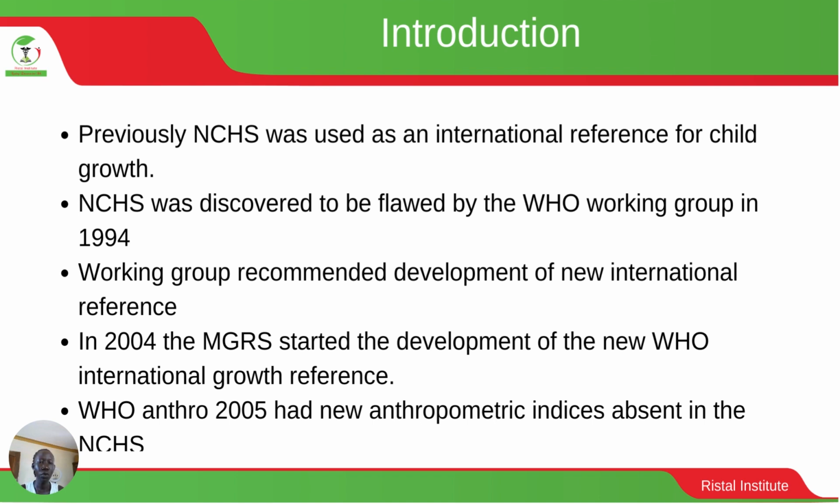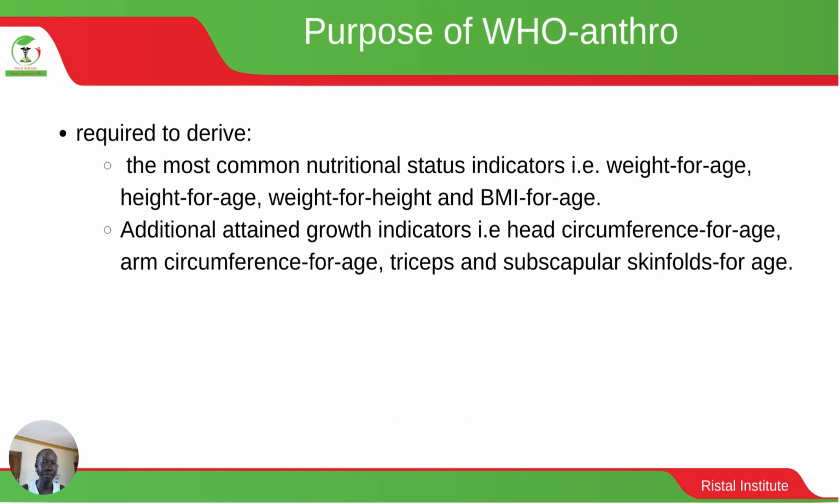And then in 2004, the MGRA started the development of the new WHO International Growth Reference. NCHS basically stands for the National Center for Health Statistics, and the MGRA stands for the Military Grid Reference System. This is basically used by the military powers in the United States, and it started the development of the new WHO International Growth References. So WHO Anthro in 2005 had new anthropometric indices that were absent in the National Center for Health Statistics.